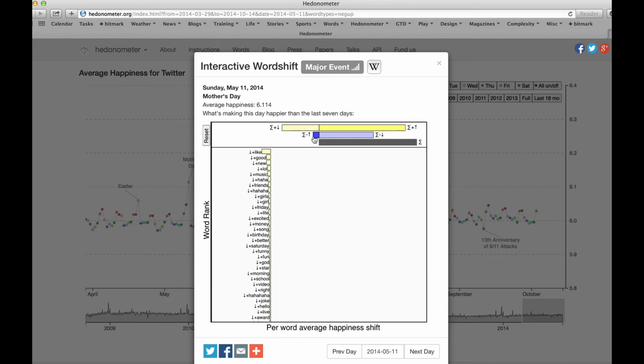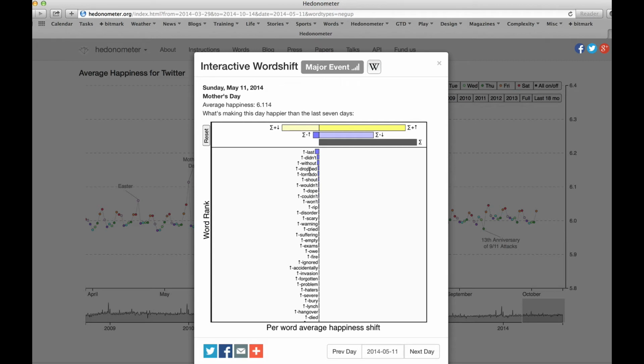There are some negative words that are being used more. So last, didn't, without, drop, tornado. RIP is probably RIP. These words are being used more for, you know, whatever reason around that particular time.